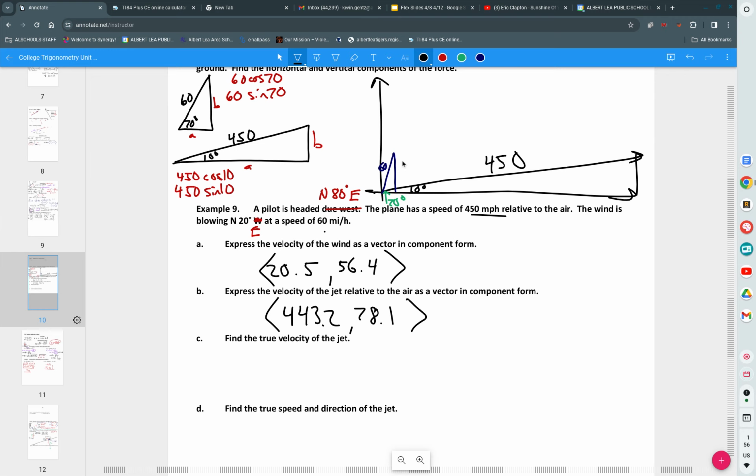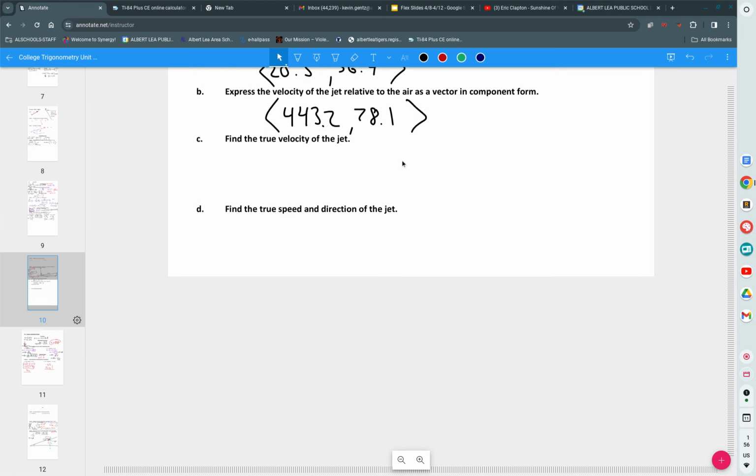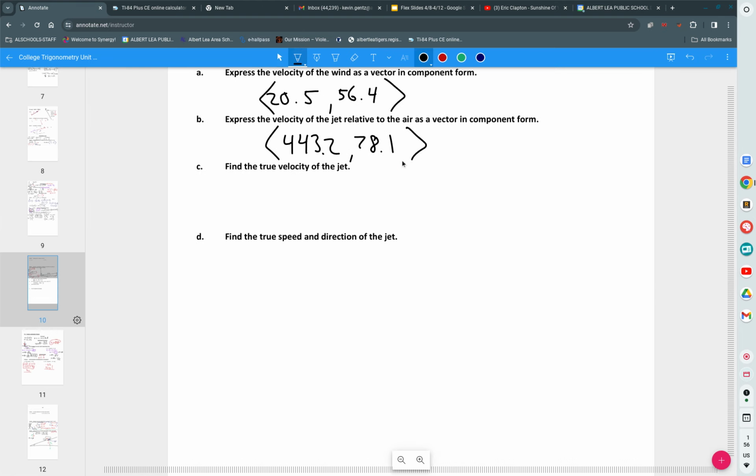Very good. So the jet was like me walking at 3 miles an hour, and then this wind is like the escalator moving at 2. So to calculate my total velocity relative to the ground, what did we do to those two things? We added them, right? We took 3 plus 2 is 5. So let's go ahead and add these two together, okay?